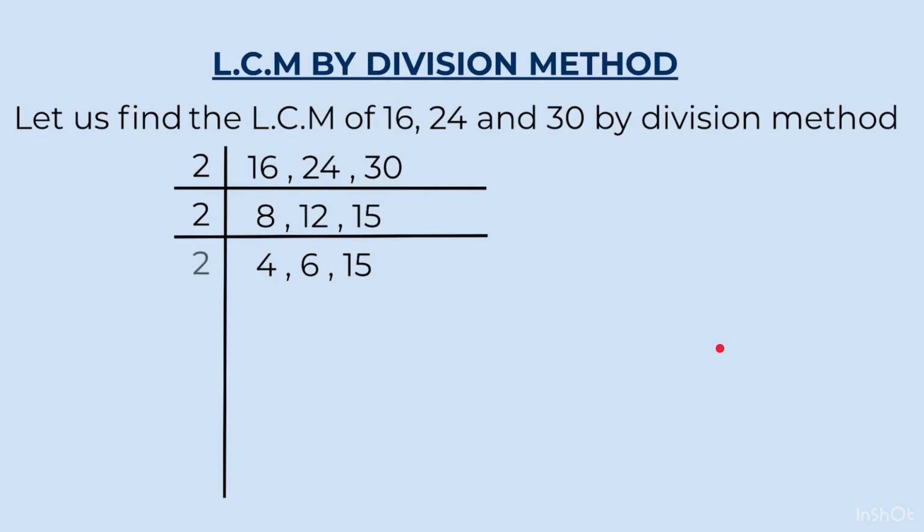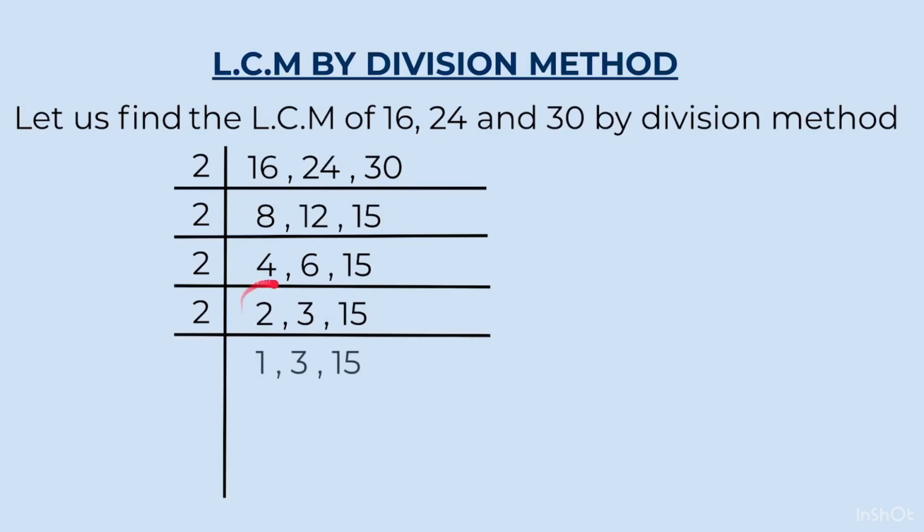Once again we will divide by 2. 4 will give us 2. 6 will give us 3. 15 does not divide by 2, so we will write 15. Now once again we will divide by 2. 2 will become 1. When we divide 2 by 2, we get 1. 3 doesn't divide and 15 doesn't divide, so we copy these numbers as they are.